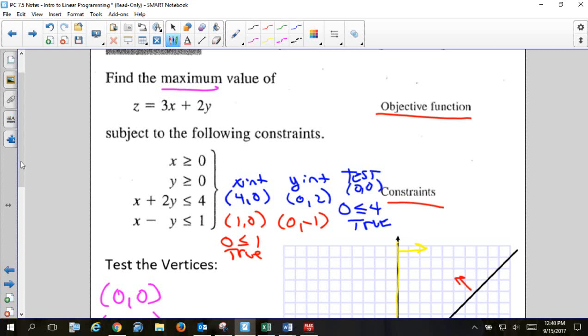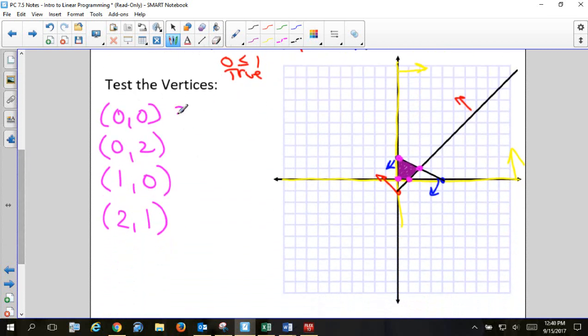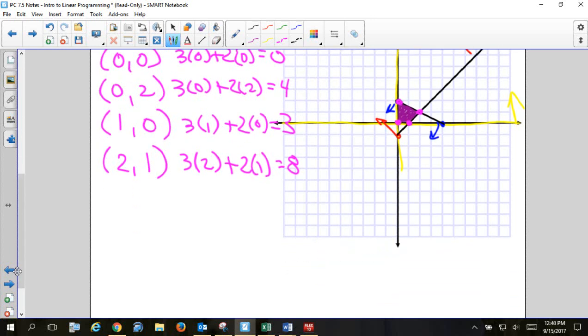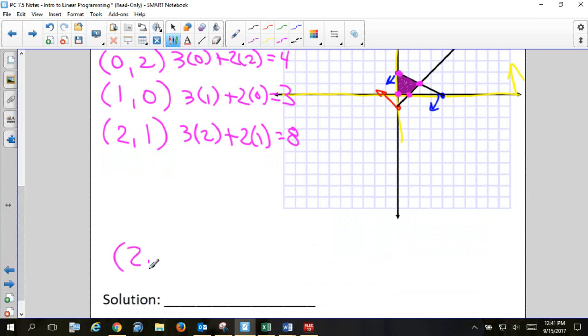So I'm going to plug 3x plus 2y for each of these. So we'll do 3x plus 2y is equal to 0. 3x plus 2y is equal to 4. 3x plus 2y is equal to 3. 3x plus 2y is equal to 8. And then I see that my maximum value comes from 2, 1. So on my little solution blank, I'll write 2, 1.